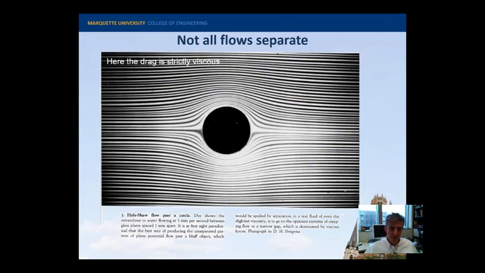All right, so not all flows separate. This is an example of Hele-Shaw flow, and Hele-Shaw flow is also creeping flow.